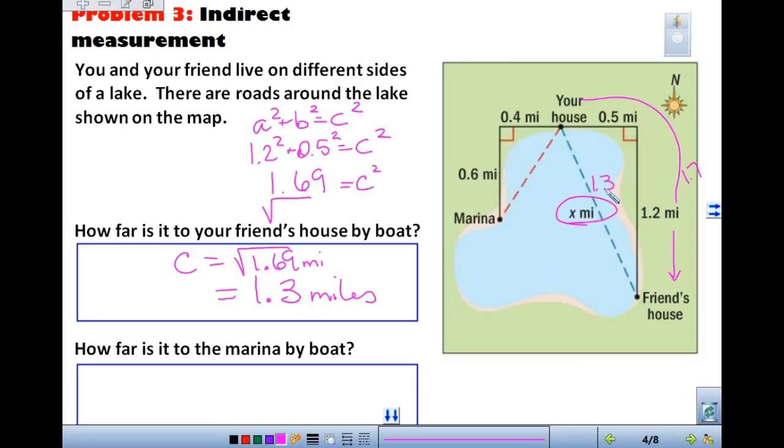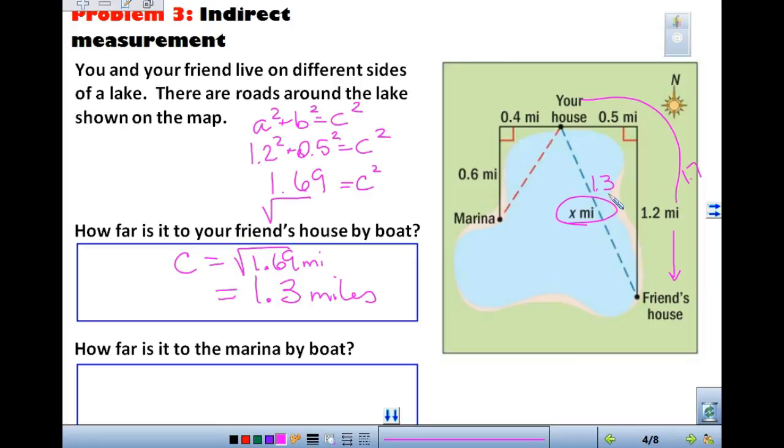Now, if I said, how much further to drive there than to take the boat? How much further was it? From 1.3 to 1.7? 0.4. 0.4 miles more, right, to drive there? 0.4 of a mile more, okay? So just be ready, because it might ask you a question like that, right?